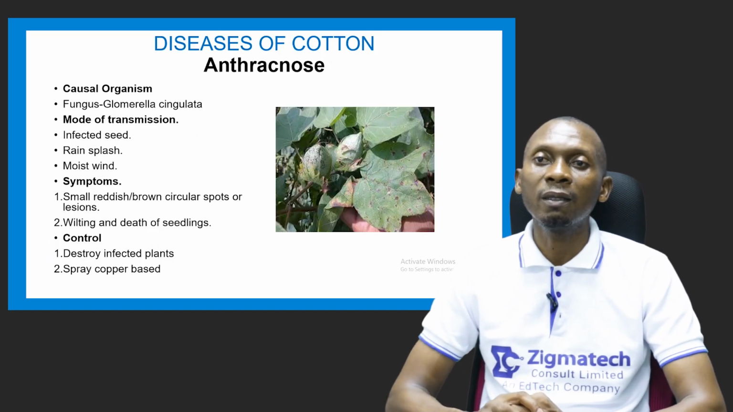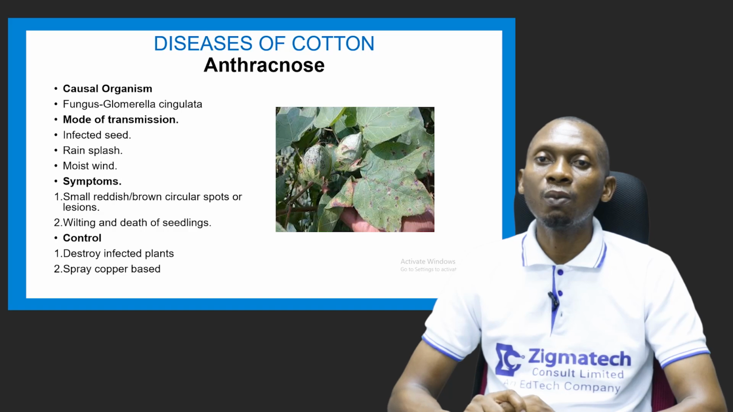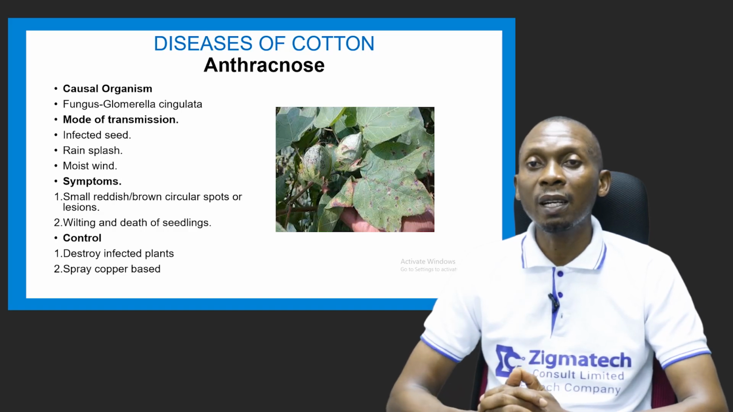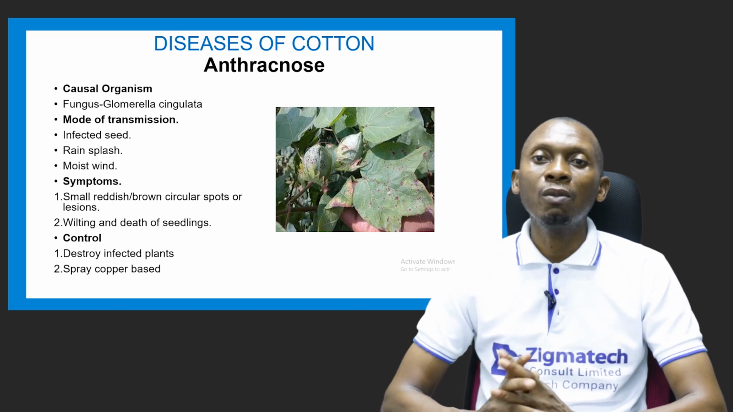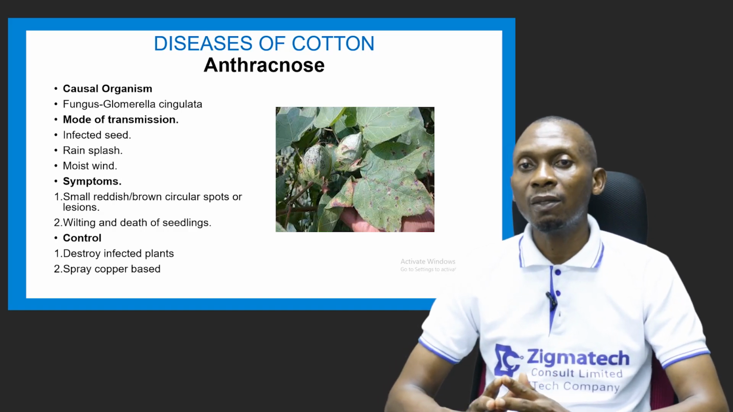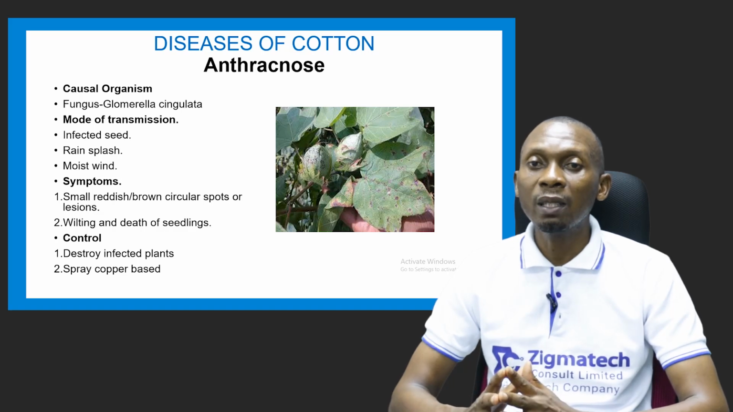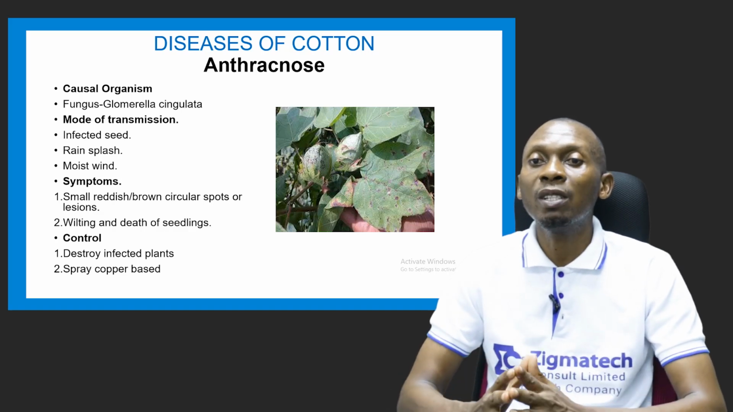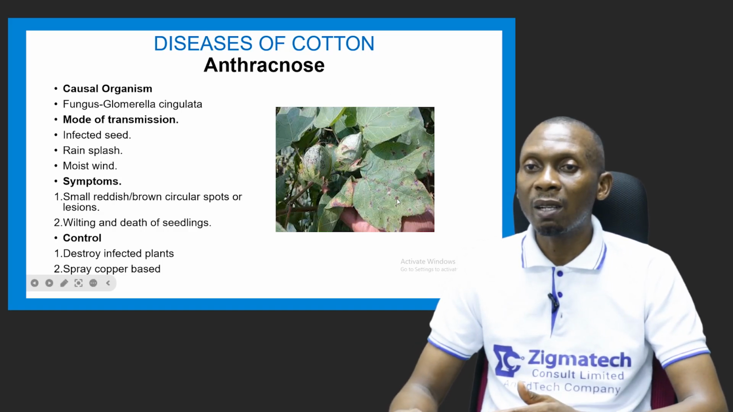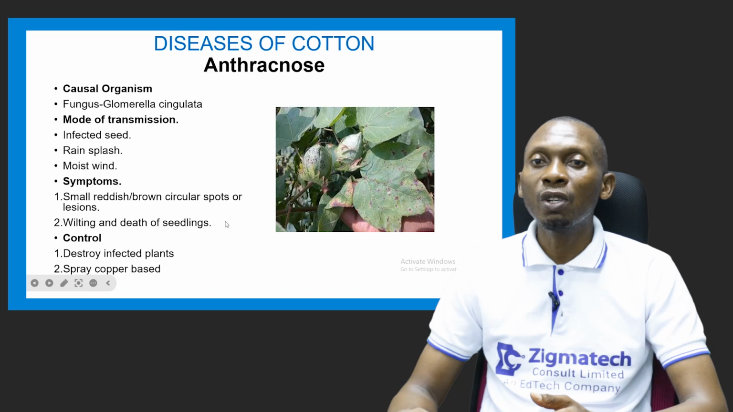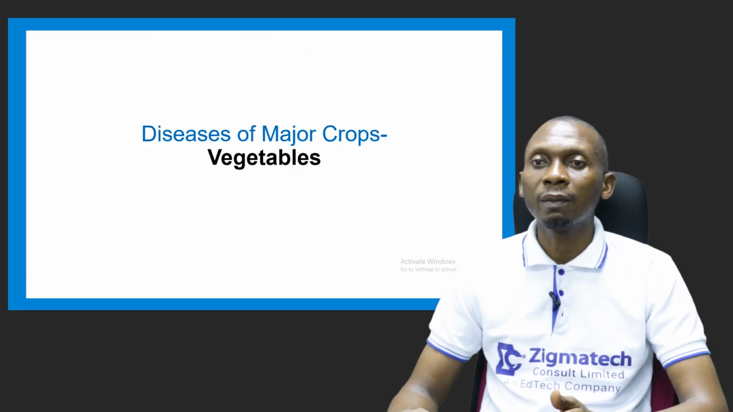Anthracnose disease. This affects cotton as well. It is a fungal disease, Glomerella cingulata. Now the mode of transmission is through infected seeds, rain splash, as well as moist wind. And the symptoms here are small reddish or brown circular spots or lesions, seen on the leaves. There will be wilting and death of seedlings. And how do you control it? Destroy infected plants and spray copper-based fungicides.